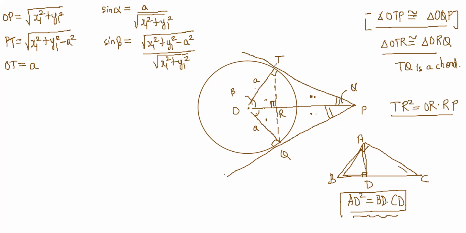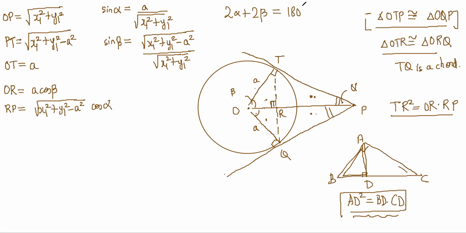Okay, so TR square is equal to OR into RP, and OR can be written as A cos beta, right? And RP is equal to PT, PT is root over x1 square plus y1 square minus a square, cos alpha, right? Correct. Also, we know that 2 alpha plus 2 beta should be 180, no?